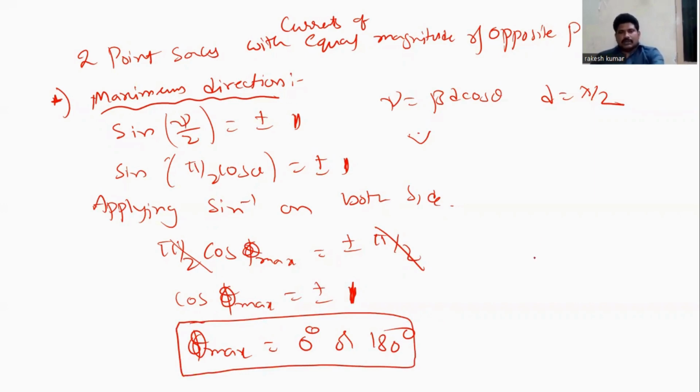This is the condition for 2-point sources with equal magnitude and opposite phase. Earlier in the broadside array, we had 2-point sources with equal magnitude in the same phase, and maximum radiation was at 90 degrees and 270 degrees, but here we are getting 0 degrees and 180 degrees.